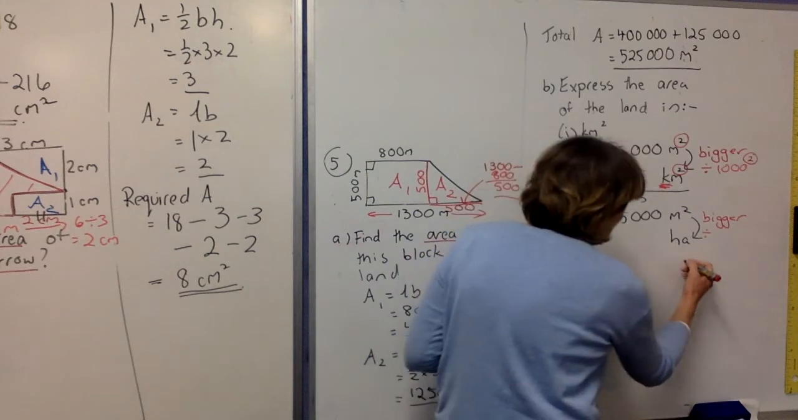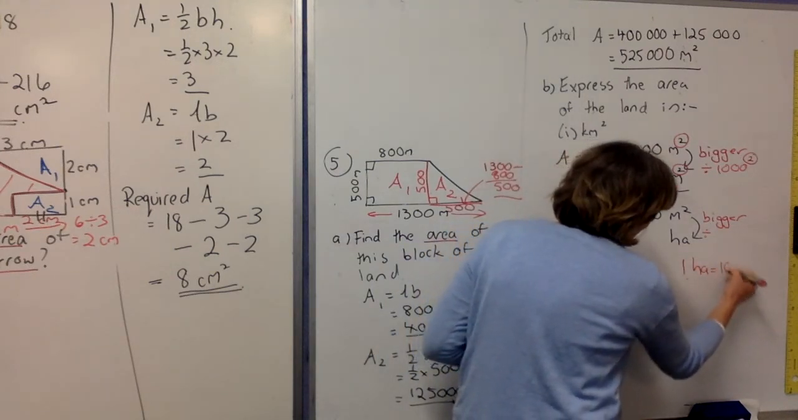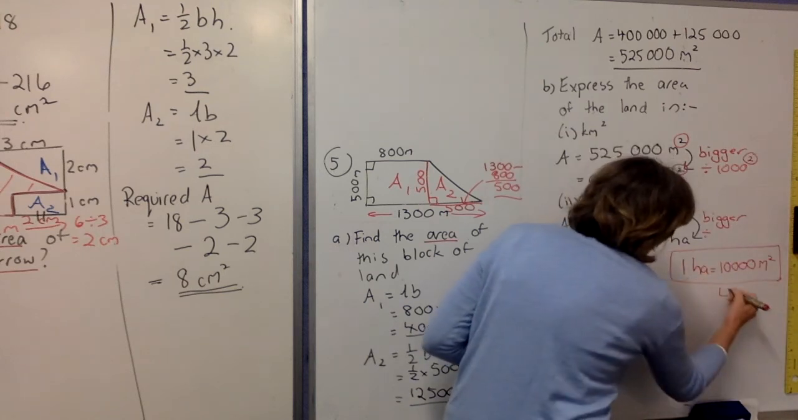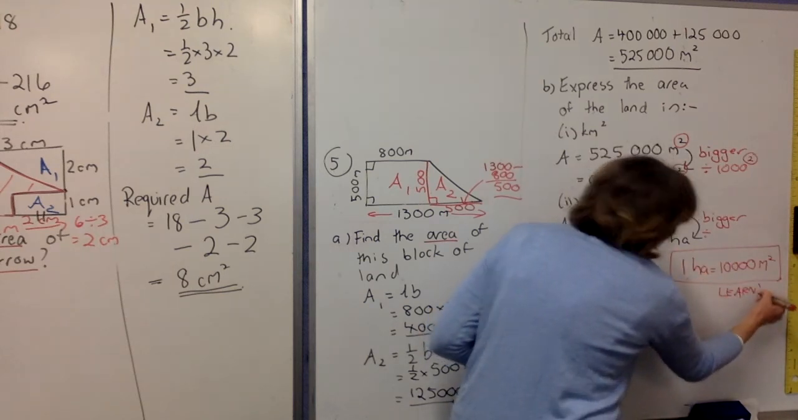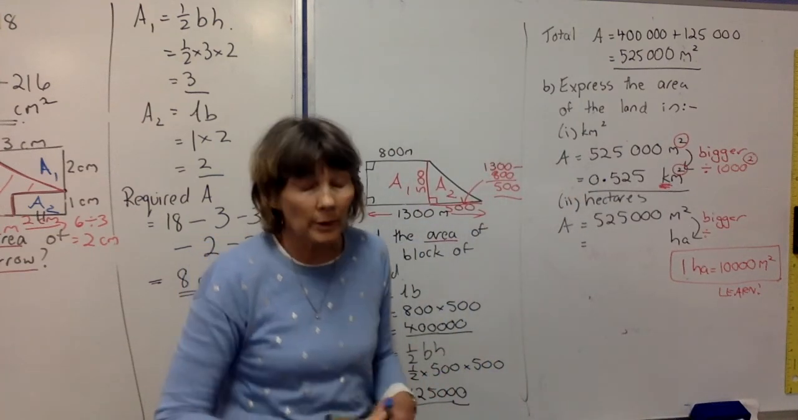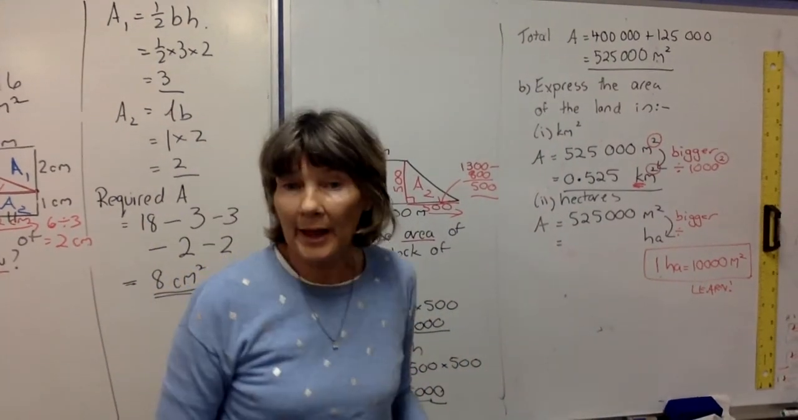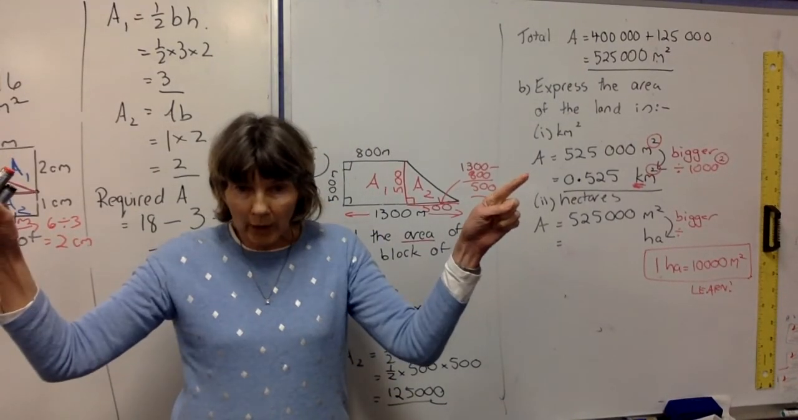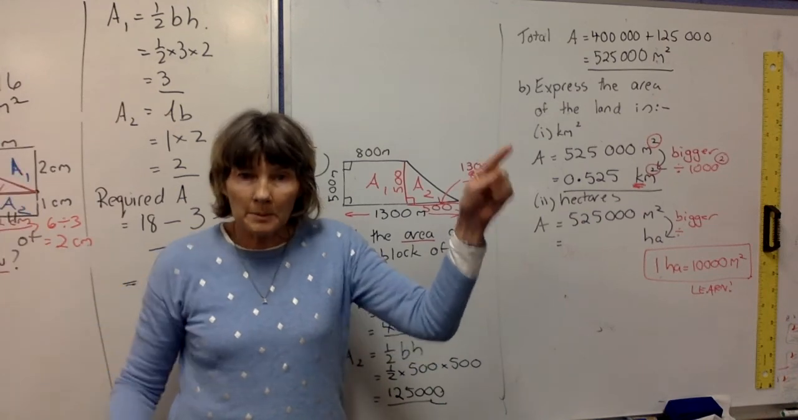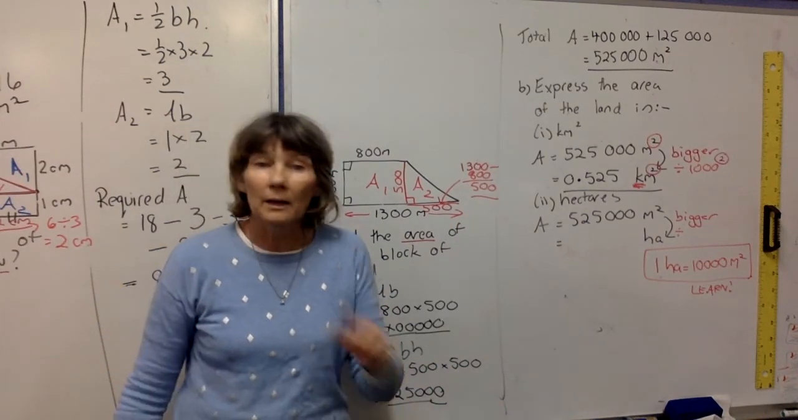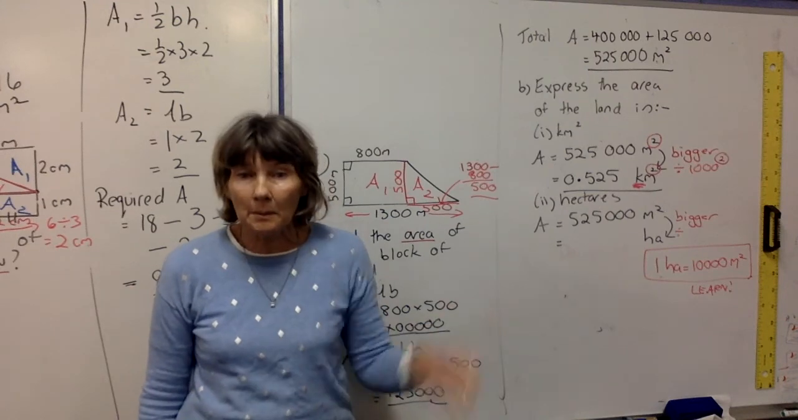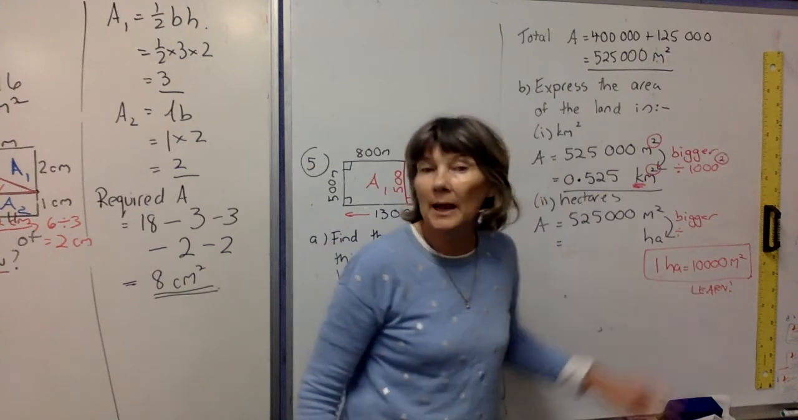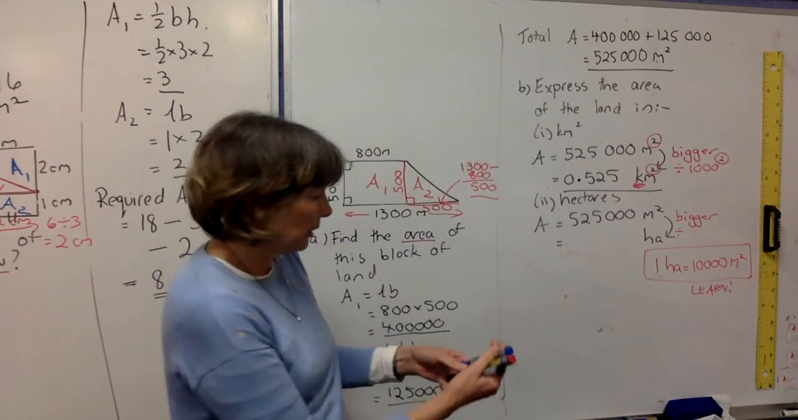So this needs to be known. If you don't know it, learn it. 1 hectare equals 10,000 metres squared. The way I remember it, it's a 100 metre track for a sprint times by a 100 metre track, and that is your square, that is your hectare. That's how big it is. 100 times 100, if you do that on your calculator, is 10,000. So it's a good way to remember it if you forget.